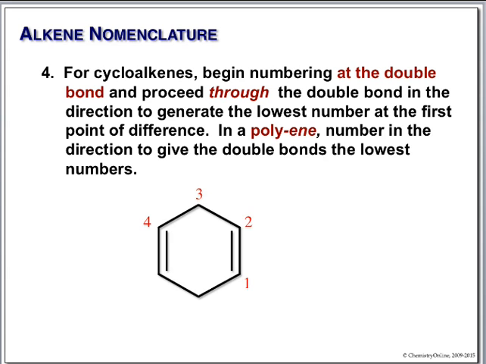Our numbering is going to go this way. This is going to be a cyclohex, and we have 2 double bonds, so we're going to call this a cyclohexadiene. Double bonds are at carbons 1 and 4. So we call this 1,4-cyclohexadiene.